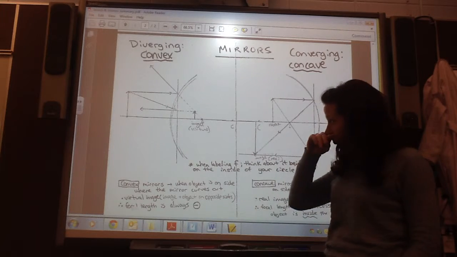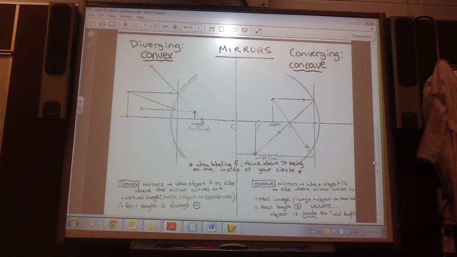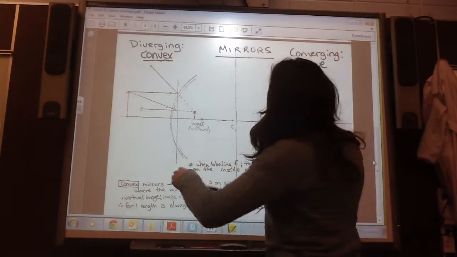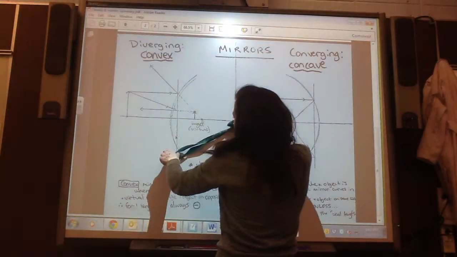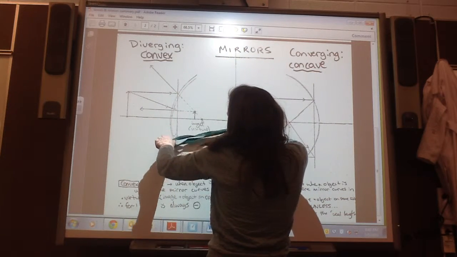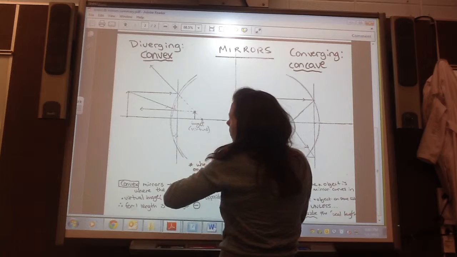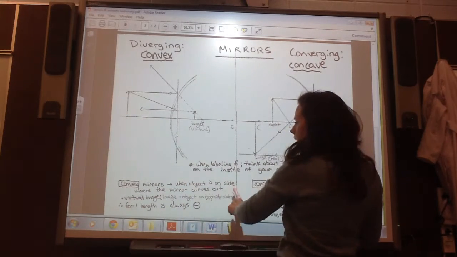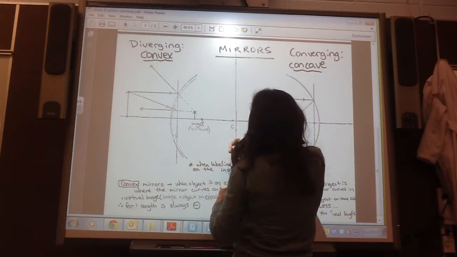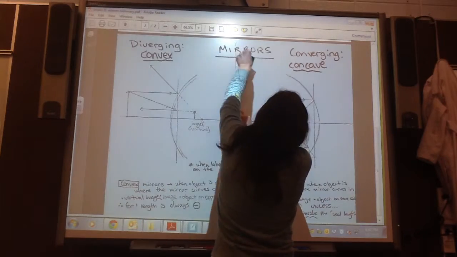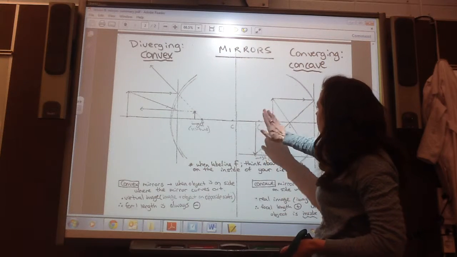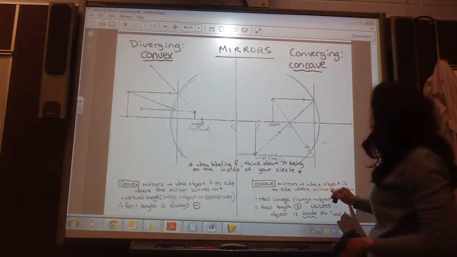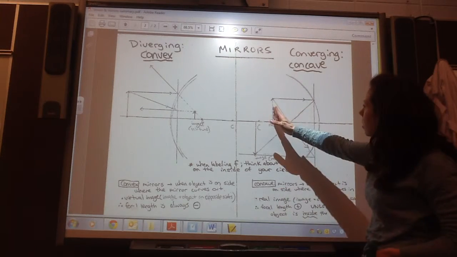So here, where we make our mirrors, if I put my center here and I make this mirror, if I take this side of the mirror, I refer to it as convex if the object is on the side where the mirror curves out. Remember, because I can make a full circle. And if I take the other side of the mirror and put my object here, concave is where the object is on the side where the mirror curves in.